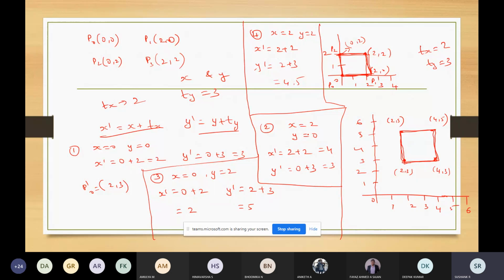The square was at the origin. Now I've moved it to a position where the starting vertex is at 2 comma 3. Any doubt here? Any doubt?